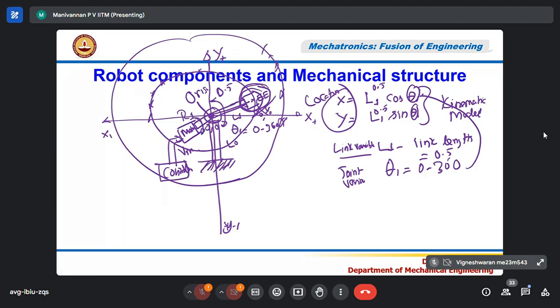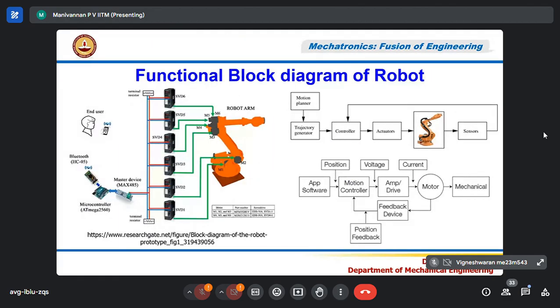How will you make the motor rotate? By supplying the right voltage. Then I write a control program in my embedded controller. It will control the motor, so the position of the end effector can move in the workspace. This is how the robot works. Okay, so take this picture and you can understand the functional block diagram.